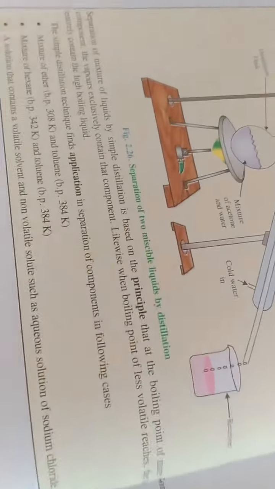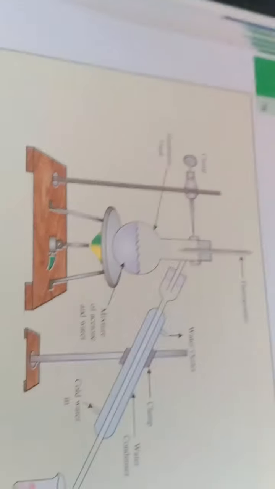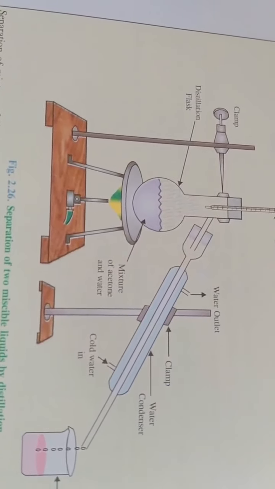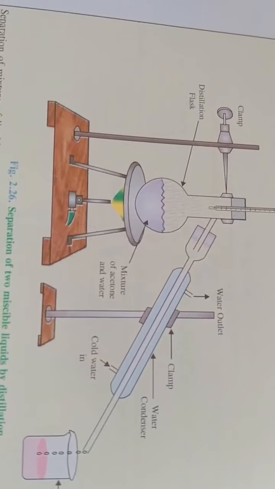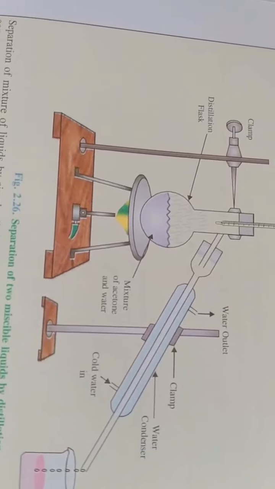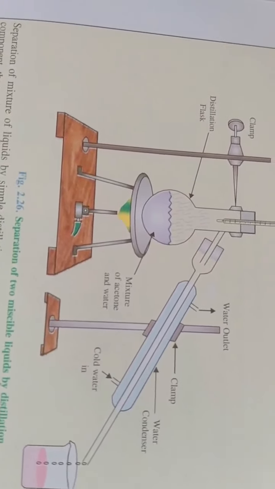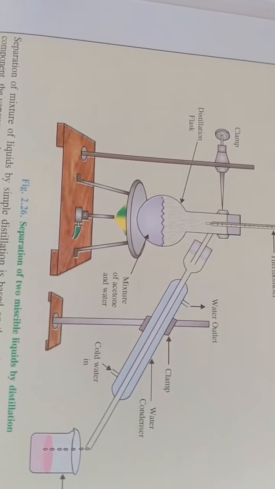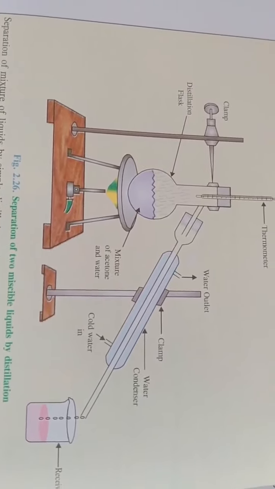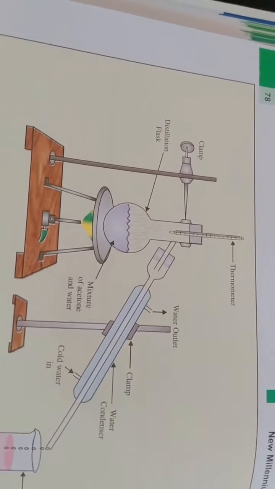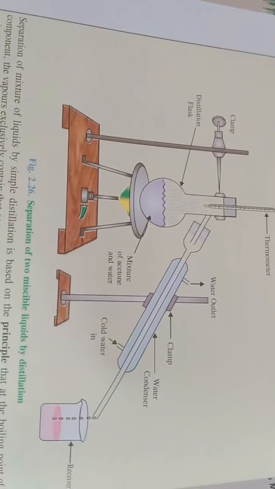Next, we will take the method known as distillation. Distillation is a method with a complicated, typical experimental setup, and here the principle of the method is that if two miscible liquids are there and their boiling point difference is more than 25 degrees, then we can use simple distillation. This is the experimental setup for simple distillation. So the temperature difference is more than 25 degrees centigrade.